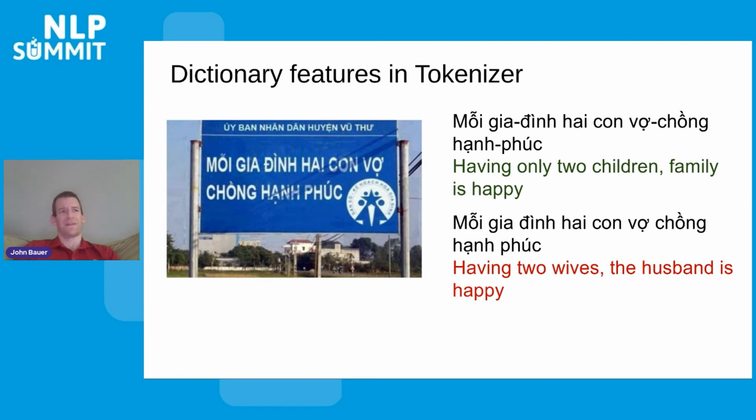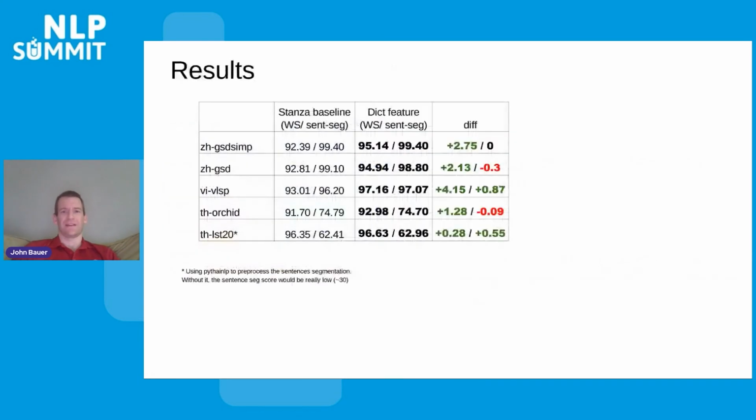Now, having a family with 2 kids already, I feel like if I were to add more wives and more children, I don't think I'd really be happy. But at any rate, it's easy to missegment this and get the wrong idea out of it.